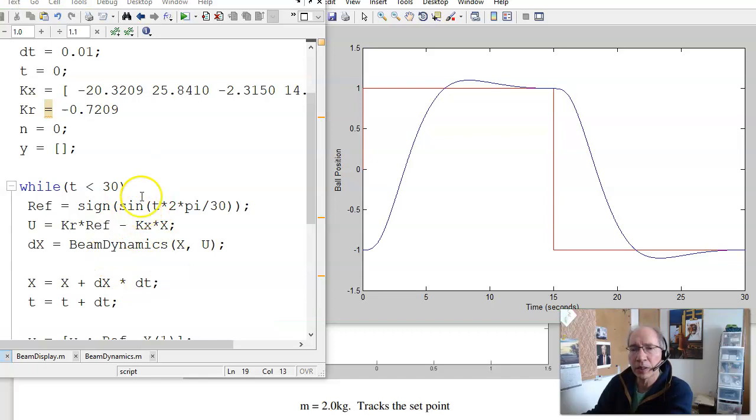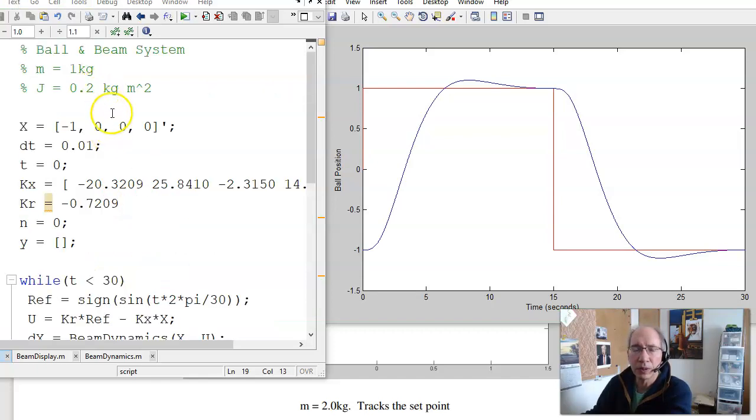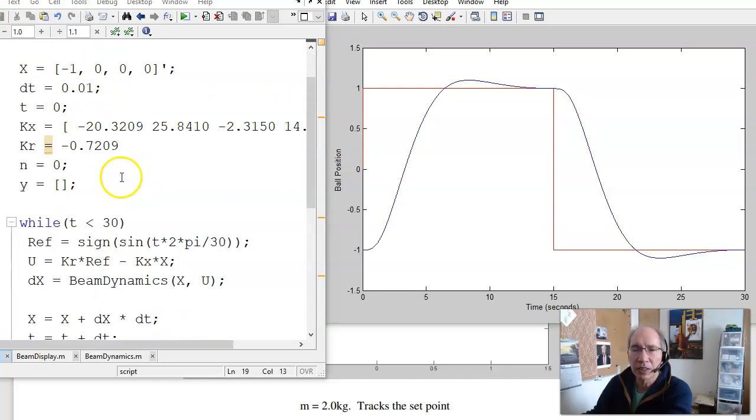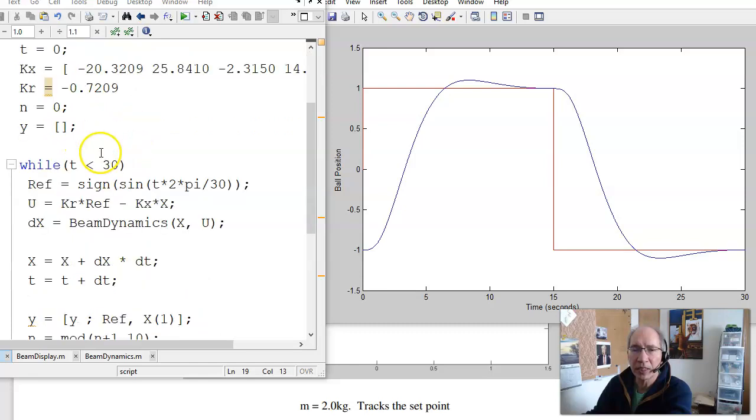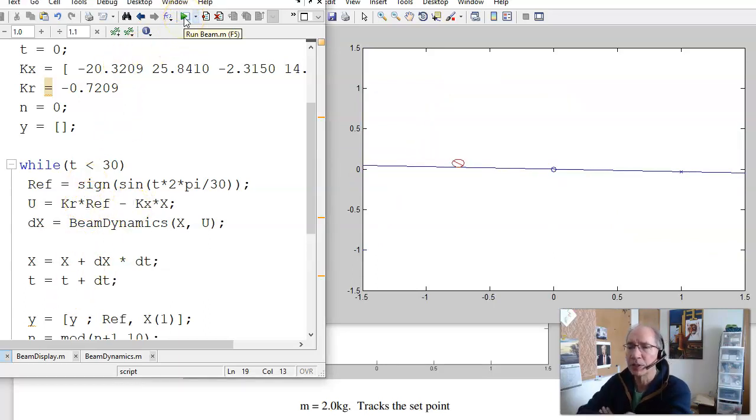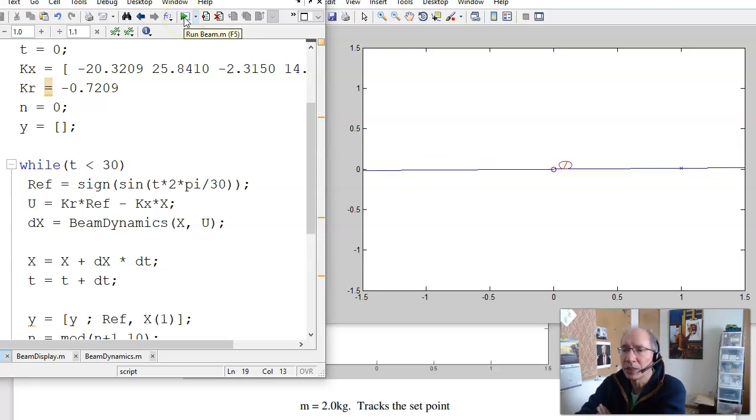So here's the calling routine. I set the initial conditions, and have the full state feedback gains, Kx and Kr. My set point just goes plus or minus 1, and there's my feedback control law. If I try it, here's what happens. I start at minus 1, I tell it to go to plus 1, and it does. There's a little bit of overshoot because I designed my closed loop poles to have 5% overshoot. So everything seems to be working.